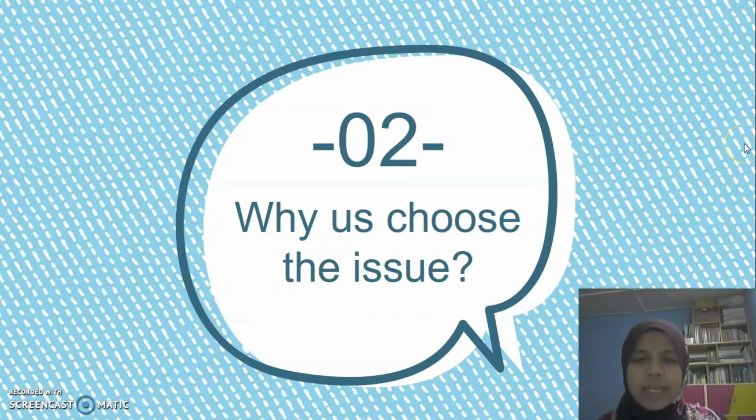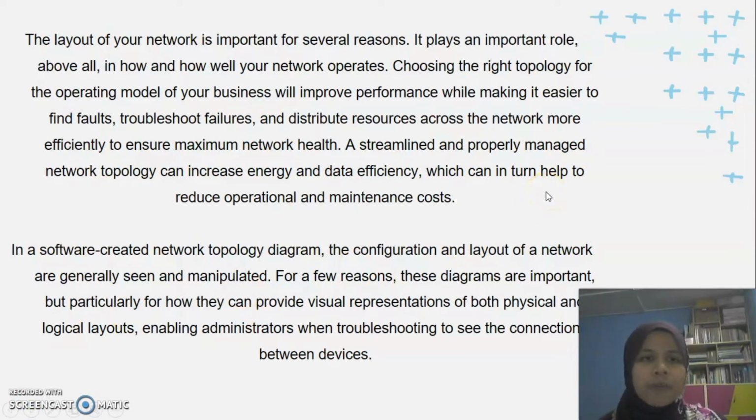Number 2. Why us choose the issue? The layout of your network is important for several reasons. It plays an important role, above all, in how well your network operates. Choosing the right topology for the operating model of your business will improve performance while making it easier to find faults, troubleshoot failures, and distribute resources across the network more efficiently to ensure maximum network health.